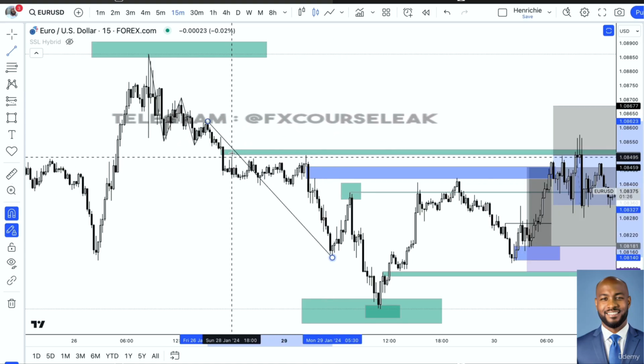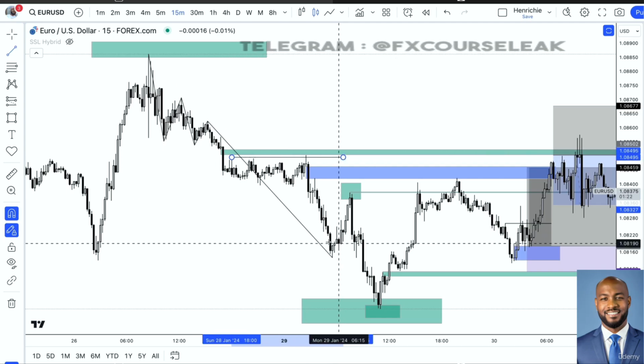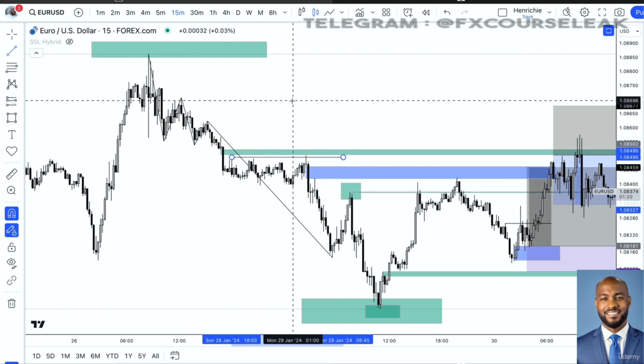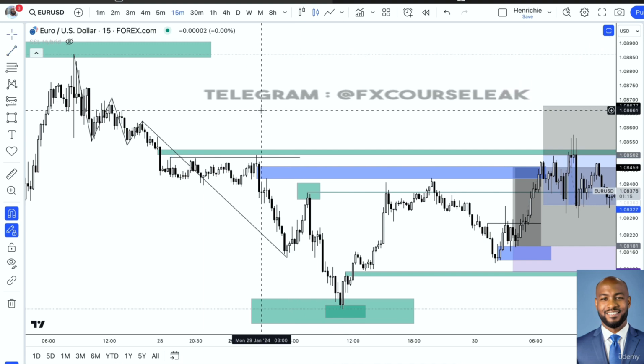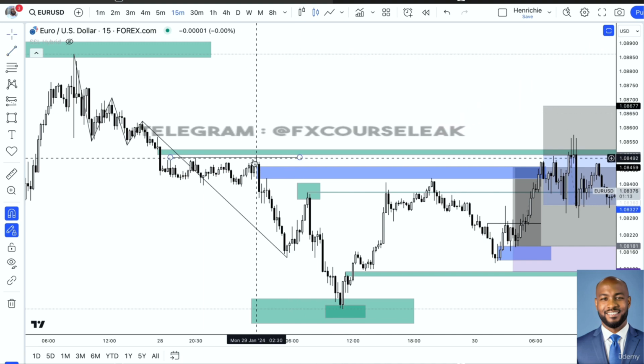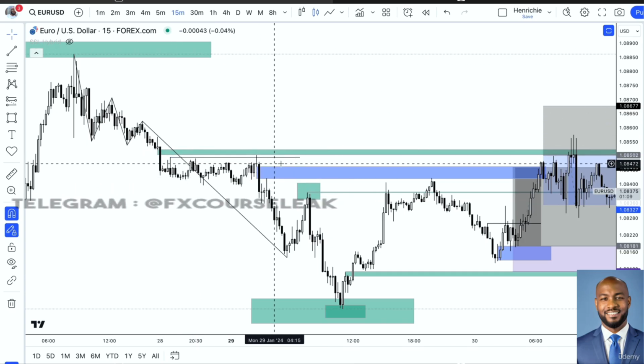This right here is a relative equal high liquidity. In as much as price took this liquidity and dropped, it's still a relative equal high. If you look at it from other brokers, you will see that it's more a relative equal high. But on this broker, it's more like a run on liquidity.